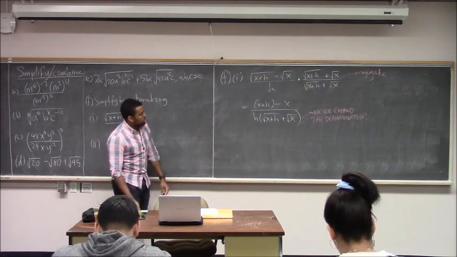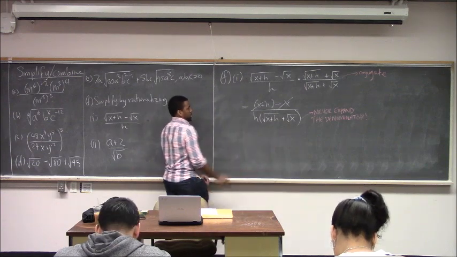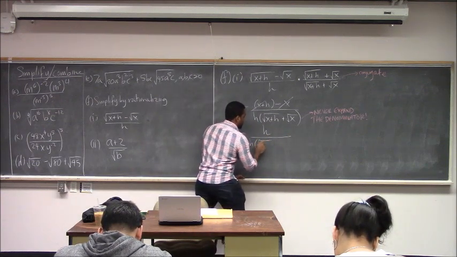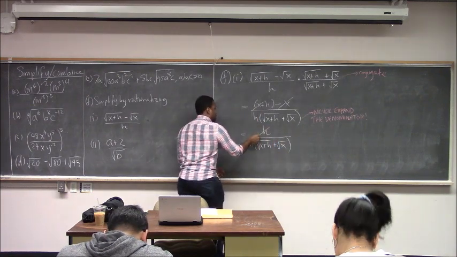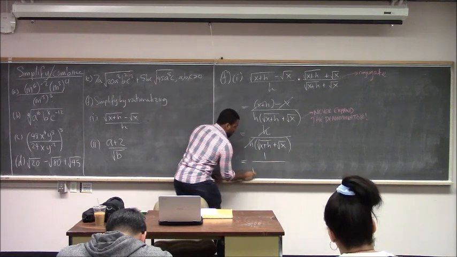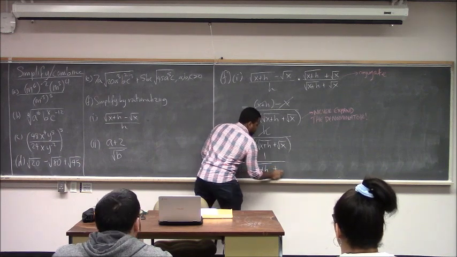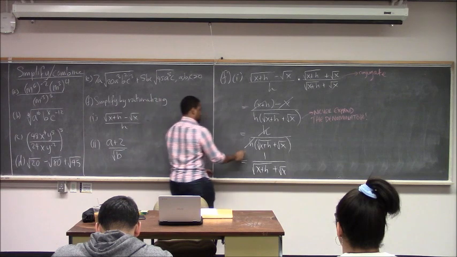At this point, there's not much to do with the numerator. X minus x goes away, and we're left with h over h. And now that would cancel. And so 1 over the radical of x plus h plus radical x would be your answer.